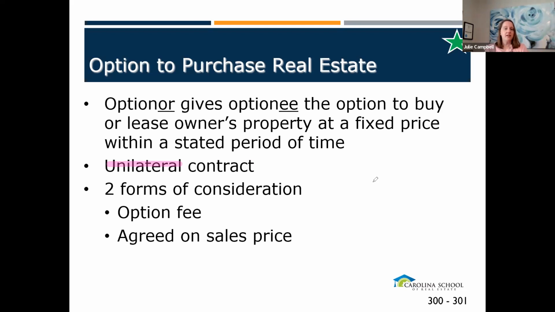Another thing that makes this very unique is most contracts require only one form of consideration. The option to purchase requires two forms of consideration. If the buyer agrees to buy, we have the agreed upon purchase price. The other form of consideration is the option fee paid by the buyer to the seller for the buyer to have that option time.